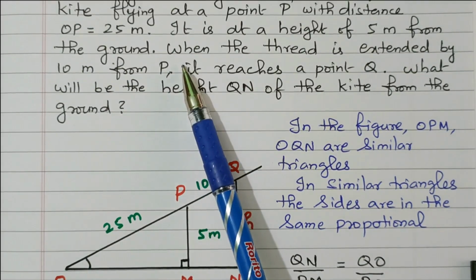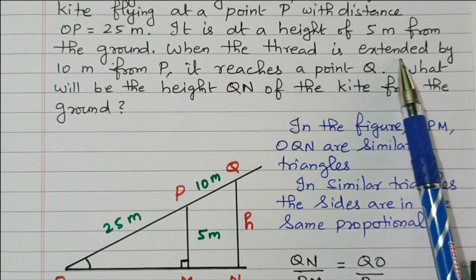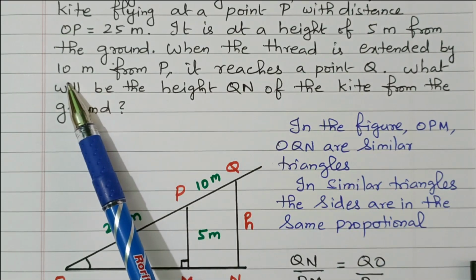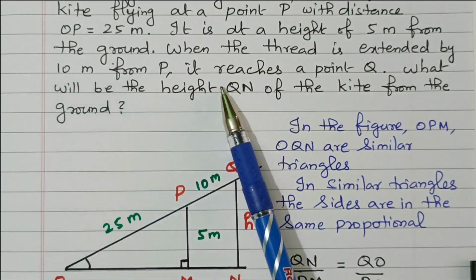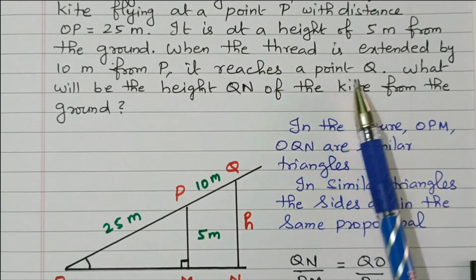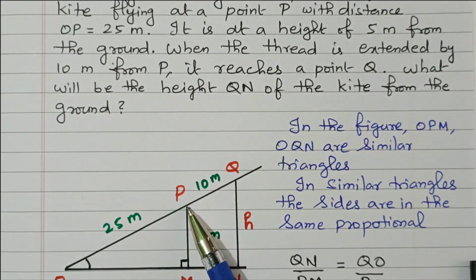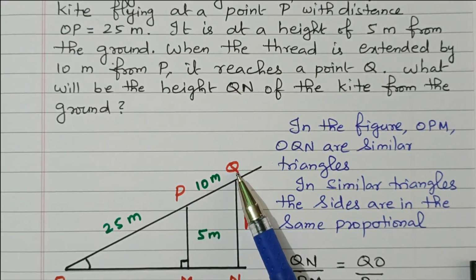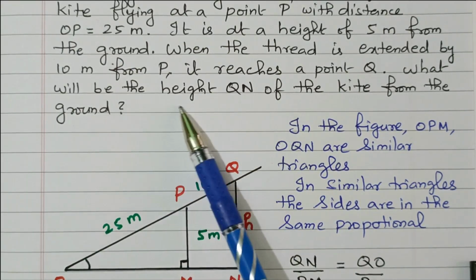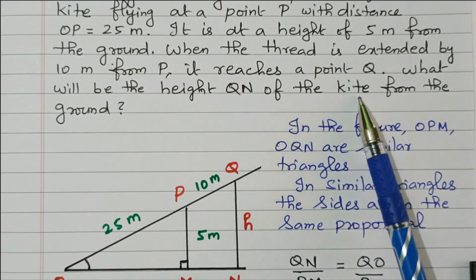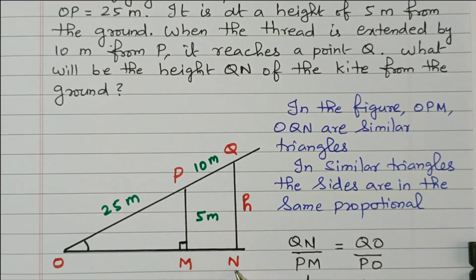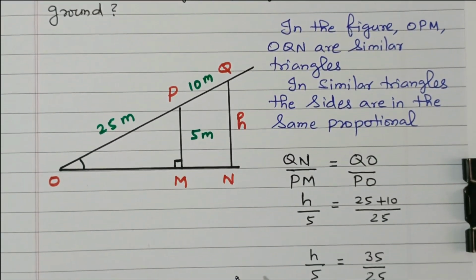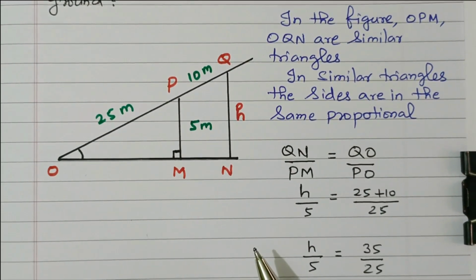When the thread is extended by 10 meter, so the kite is flying at 25 meter, and he extends by another 10 meter from point P, it reaches the point Q. What will be the height QN of the kite from the ground? So while reaching Q, we need to find this height, which is named as N. So it is clearly given, and by understanding the diagram, we can easily find the value.